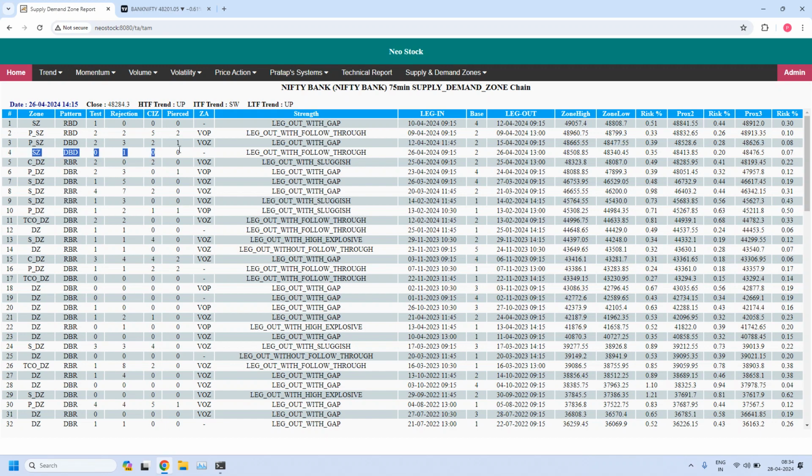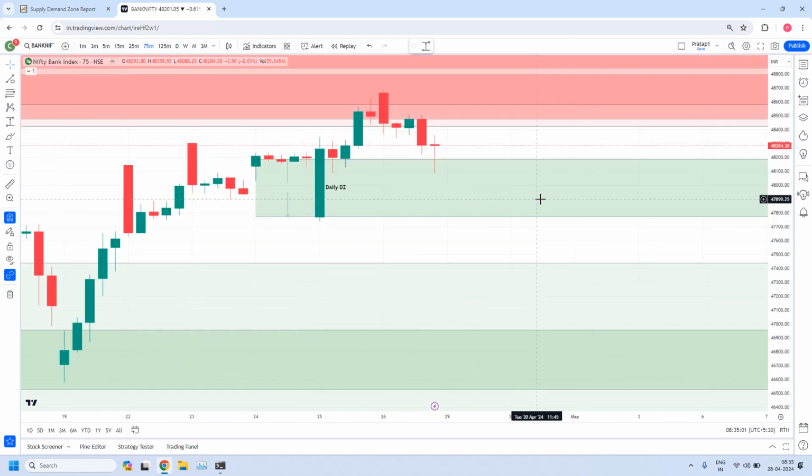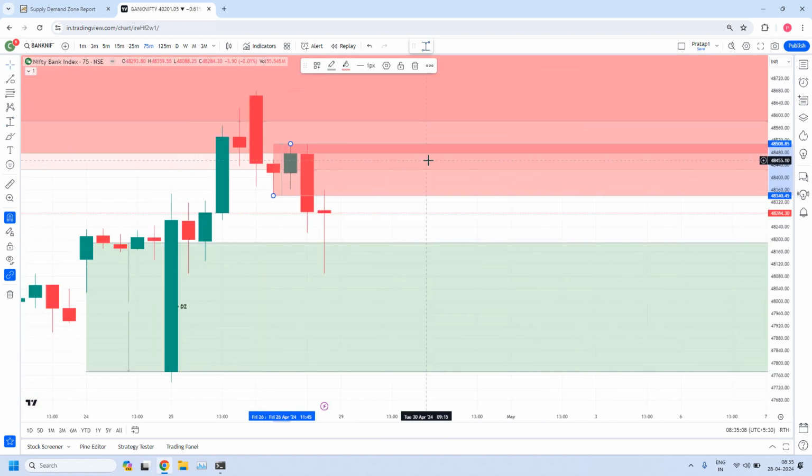We have one more supply zone, but it is having a rejection from this zone. Already tested, but that kind of test is a rejection. So let us look into this, some interesting. 26/4/915, two base candles. 26/4 means Friday. So this is the one.